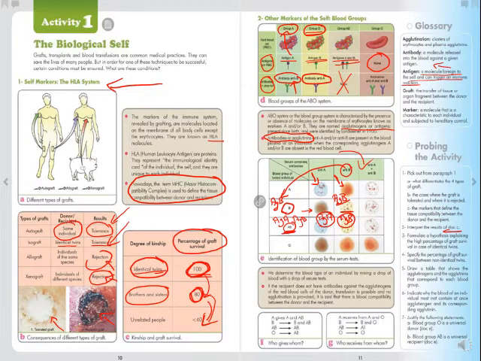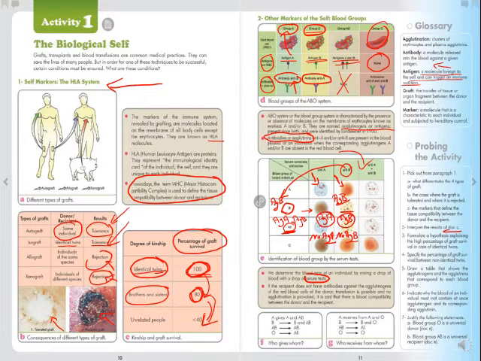Anti-A, there is no agglutination here, so there is no antigen A. Anti-B, there is no agglutination, so there is no antigen B. So no antigen A, no antigen B. Which one is this? It is blood group O. So we determine the blood group by mixing a drop of blood with a drop of serum. That serum contains the antibodies.